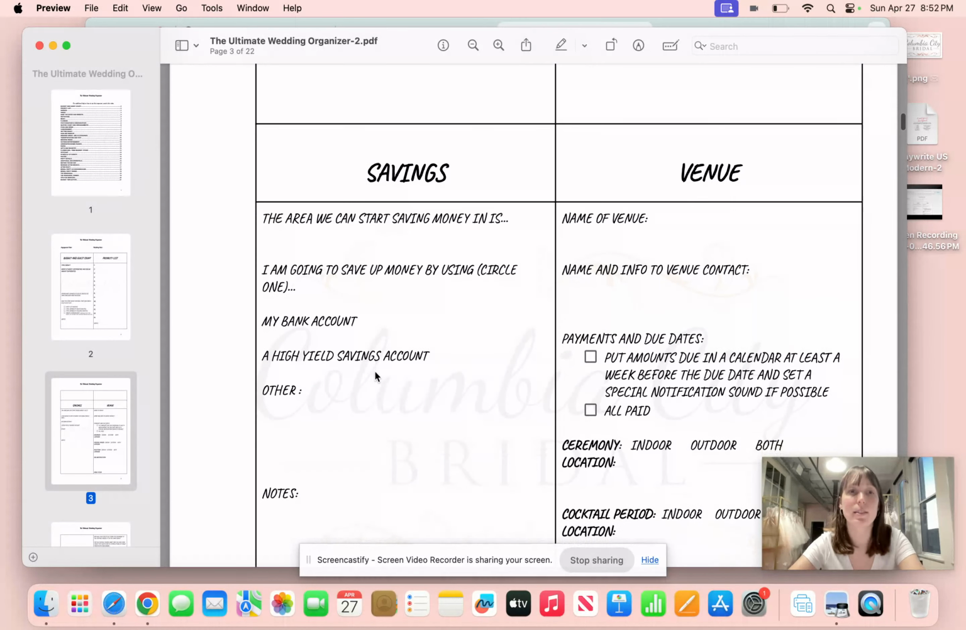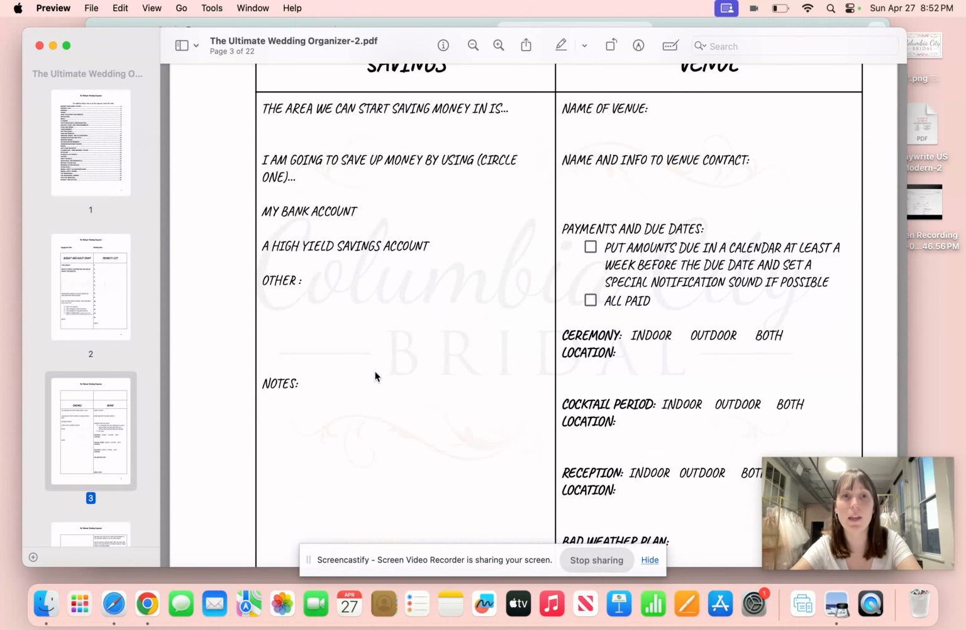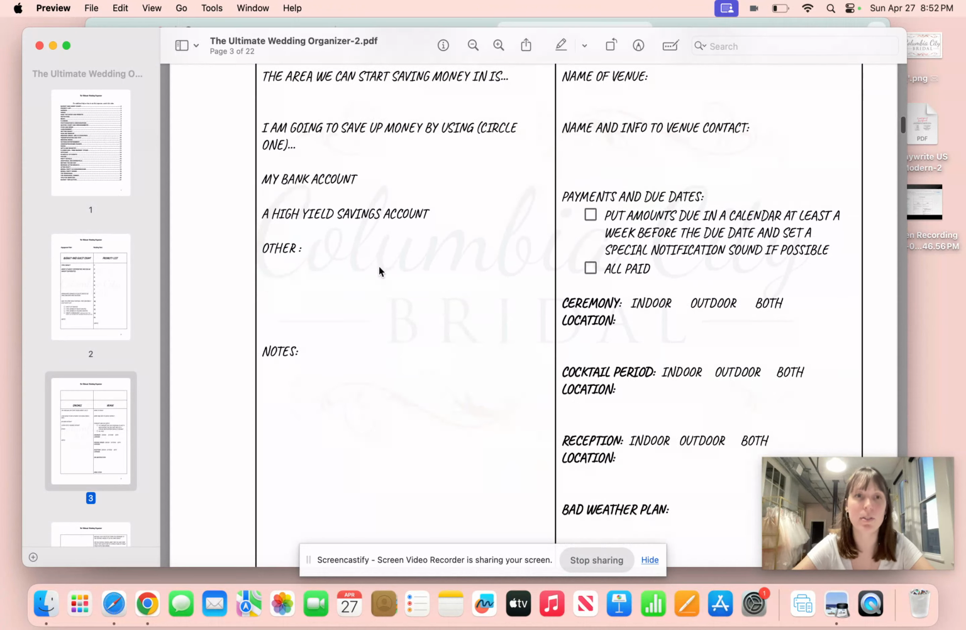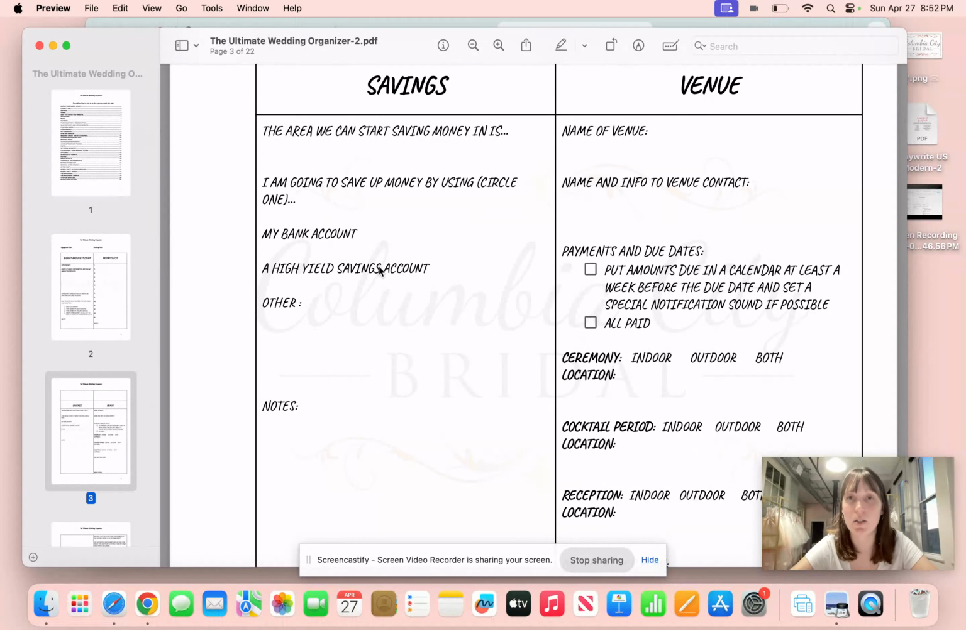How are you going to save your money? Are you going to just use your bank account, which would be more of like the short term? Or are you like, nope, I'm engaged, but I'm not going to get married for 5 years? You could do a high yield savings account. Those are all options.